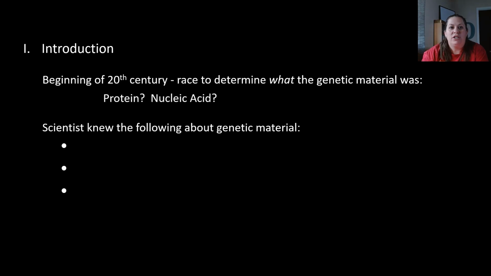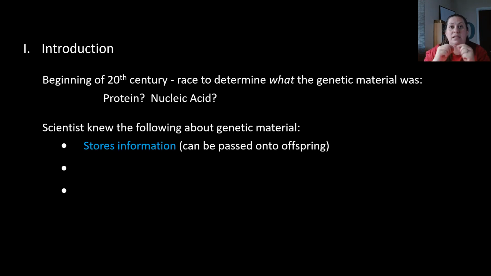So our little introduction here says, beginning in the 20th century, there was a race to determine what the genetic material was. There was a debate on whether the genetic material was a protein or a nucleic acid. So they weren't really sure what was happening here. Scientists did know that the genetic material stored information. They did know this at that point. And they knew that it could be passed on from one generation to the next, from parent to offspring.